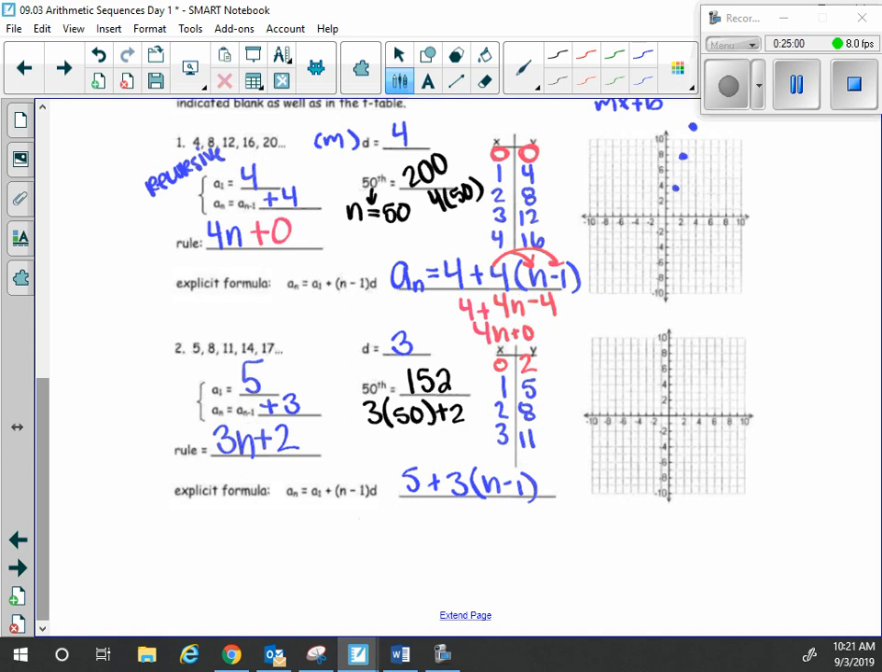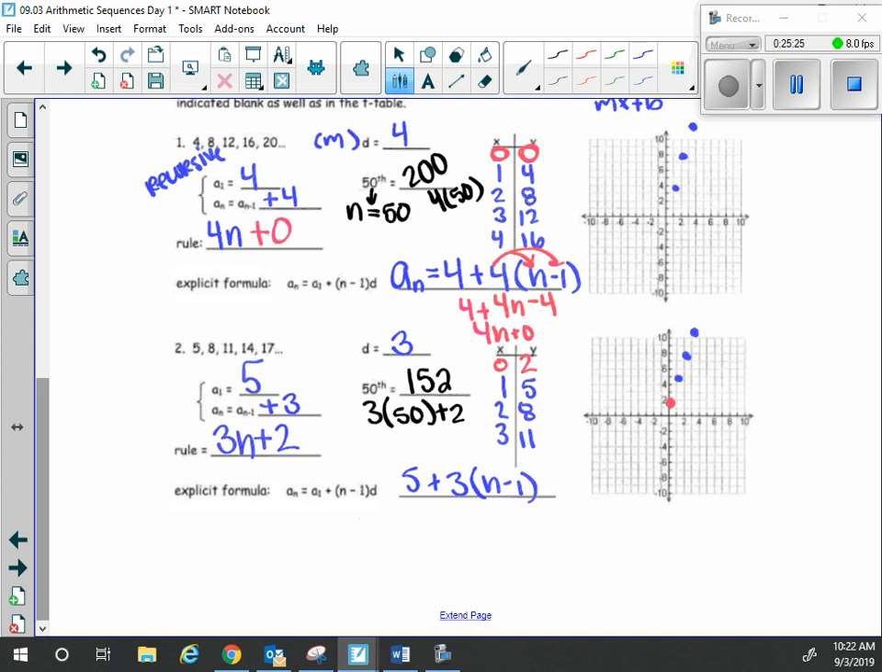152, and I can also graph this. I have 0, 2, 1, 5, 2, 8, 3, 11. Don't connect them because it's a sequence. It's not a connected line. There's no value in between. Just put the point. Okay, does that make sense?